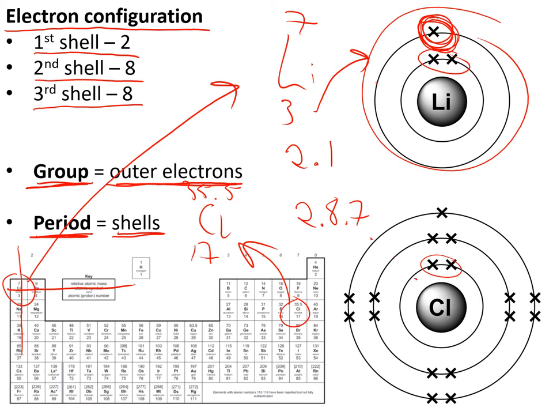If we look at chlorine, chlorine is here. That's in the third period, and it's in group 7. Okay, so third period means it has 3 shells, 1, 2, 3. And group 7 means it has 7 electrons in the outer shell, 1, 2, 3, 4, 5, 6, 7.